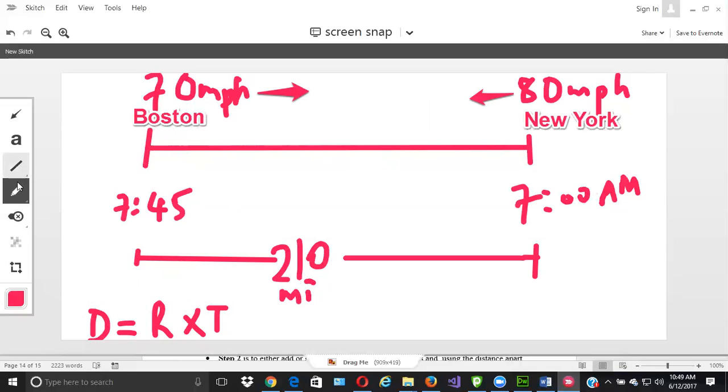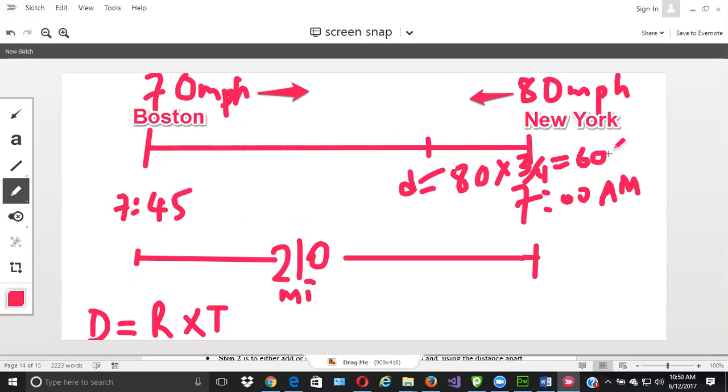Since the train leaving New York leaves at 7 a.m. and travels at 80 miles per hour, at 7:45 it would have traveled 3/4 of an hour. And so at 80 miles per hour, the distance that train would have traveled will be d equals 80, the rate, times the time in hours, which is 3/4. I'm going to write 0.75, but the 3/4 is easier to work with. So 80 times 3/4 is 60 miles.